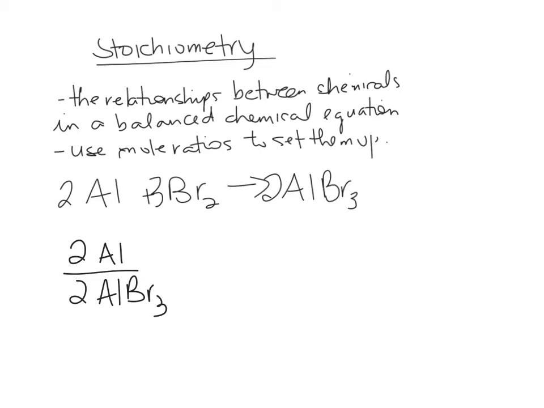This is a mole ratio. 2 moles of aluminum will form 2 moles of aluminum bromide. And I get those numbers from here. You can also flip that and have 2 aluminum bromides for every 2 aluminum used. So 2 aluminum bromides will be produced for 2 aluminums used.